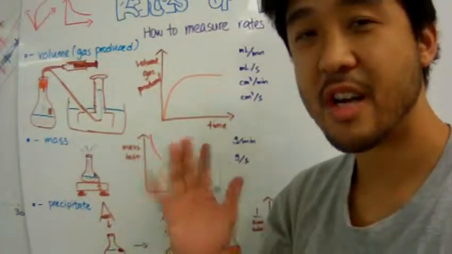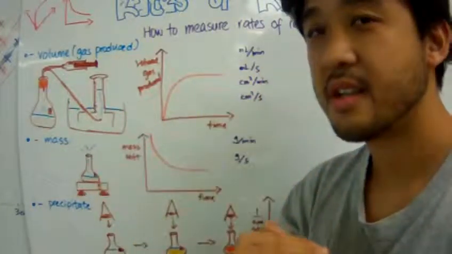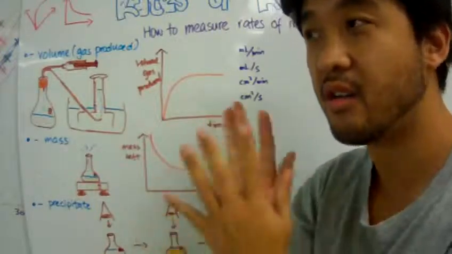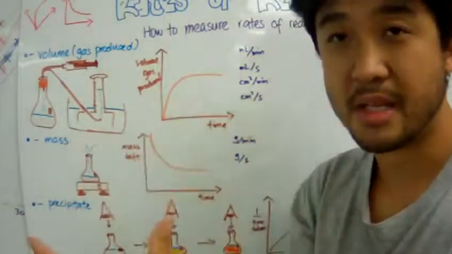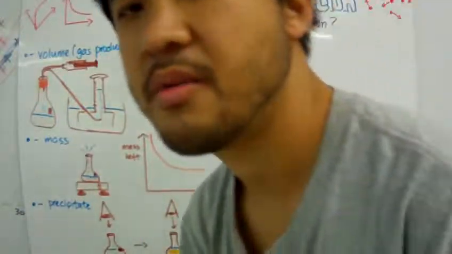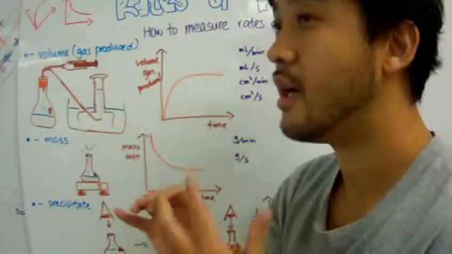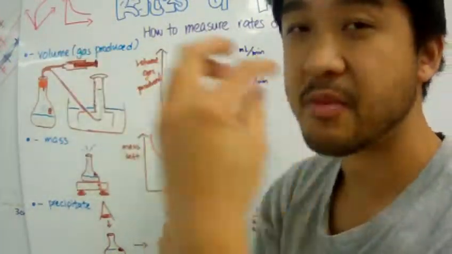So how do you measure the rate of reaction? Well, basically, for this level, we'll study about 3 ways to measure rates of reaction. And it all depends on how the reaction is and what you're trying to mix. All right, so first of all, we will talk about using the volume of the gas produced.